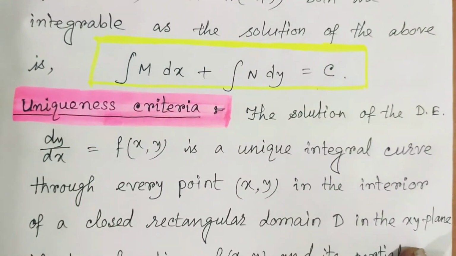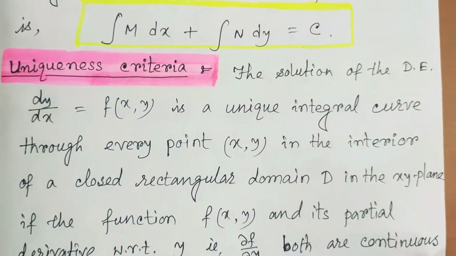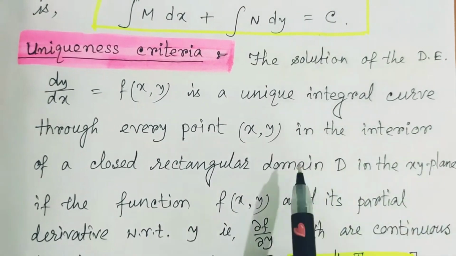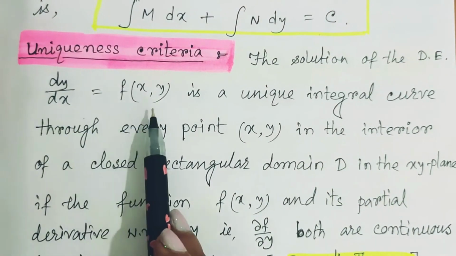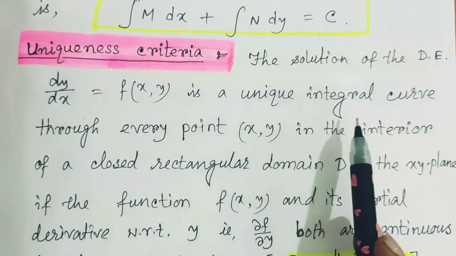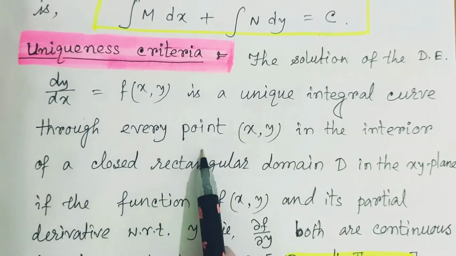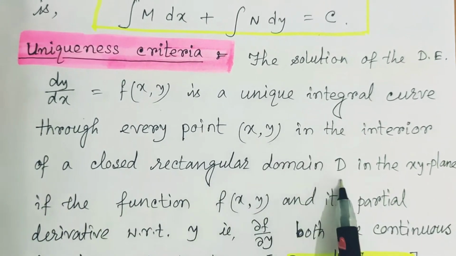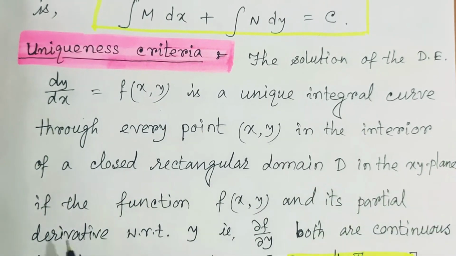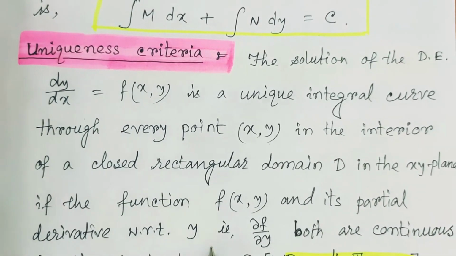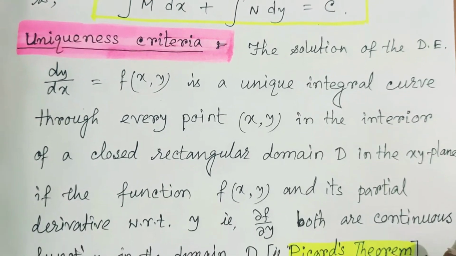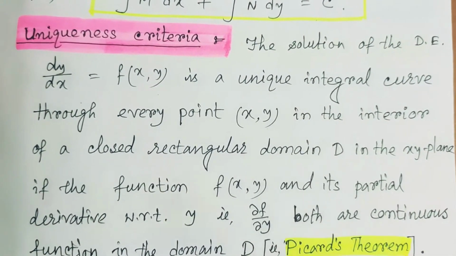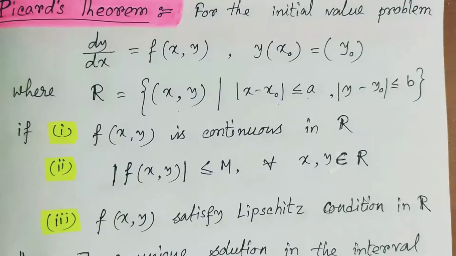Now the uniqueness criterion. We can say that the solution of the differential equation dy dx is equal to f of x, y is a unique integral curve through every point x, y in the interior of a closed rectangular domain D in the xy plane if the function f of x, y and its partial derivative with respect to y, that is del f by del y, both are continuous functions in the domain D. That is basically Picard's theorem.